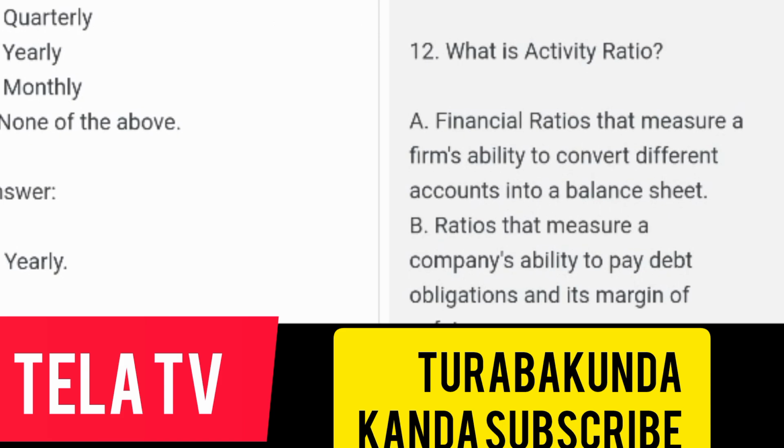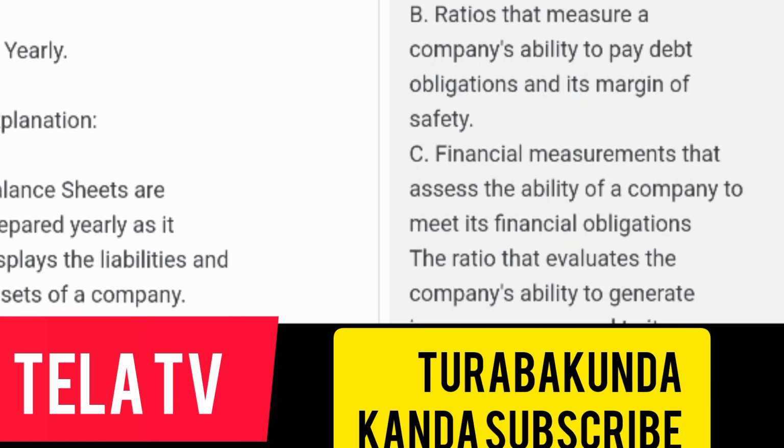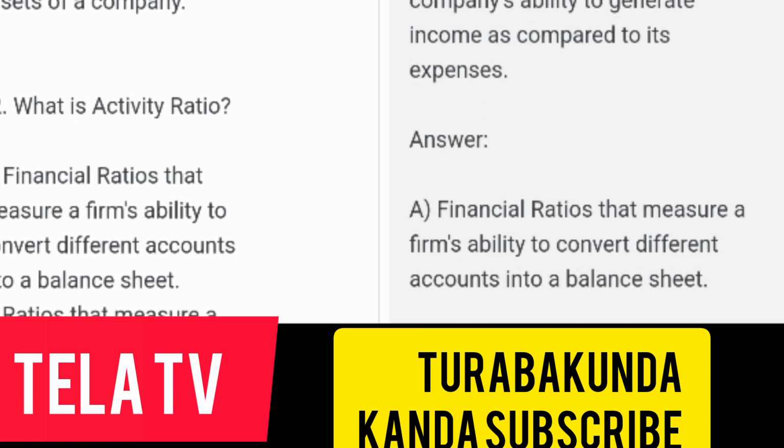12. What is activity ratio? A. Financial ratios that measure a firm's ability to convert different accounts into a balance sheet. B. Ratios that measure a company's ability to pay debt obligations and its margin of safety. C. Financial measurements that assess the ability of a company to meet its financial obligations. D. The ratio that evaluates the company's ability to generate income as compared to its expenses.